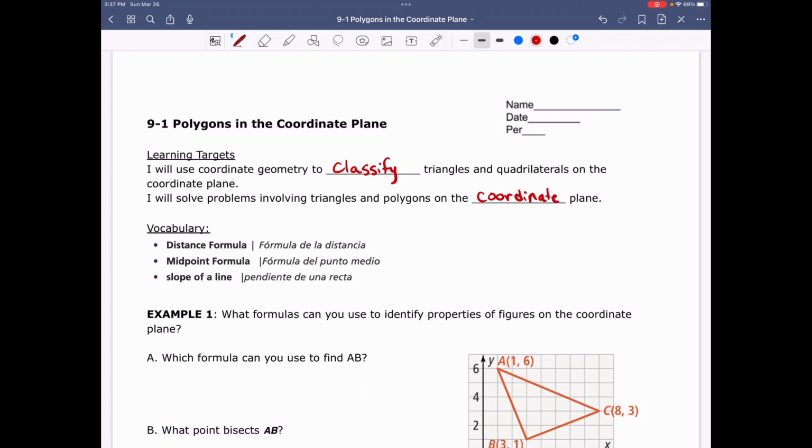And our vocabulary is the distance formula, fórmula de la distancia, midpoint formula, fórmula del punto medio, slope of a line, pendiente de una recta.